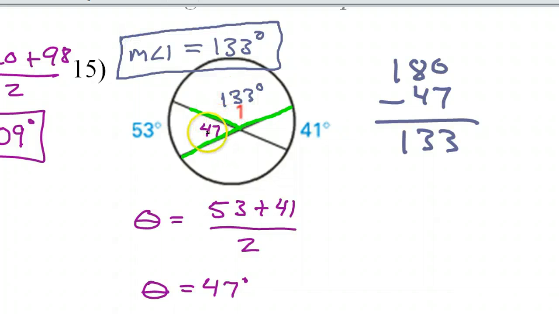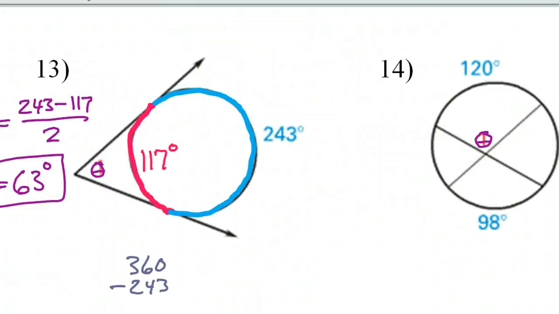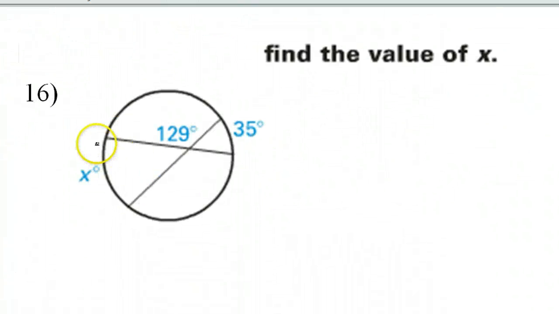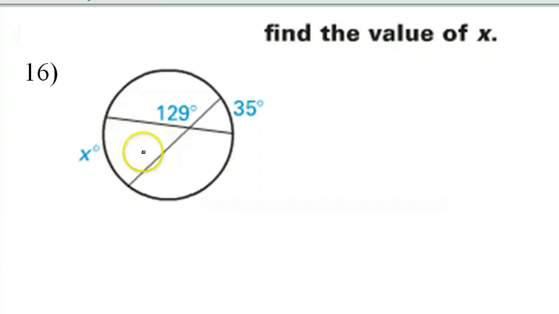That one was a little tricky. Alright, where's number 16? Here we go. This is another problem similar to the one I just did. It's a little tricky because, again, this 129 is off to the side. It's not the correct angle. The angle that we need for the formula needs to be this angle right here.